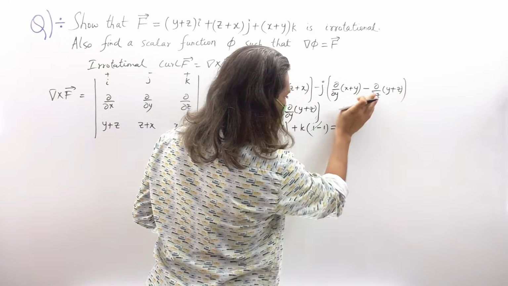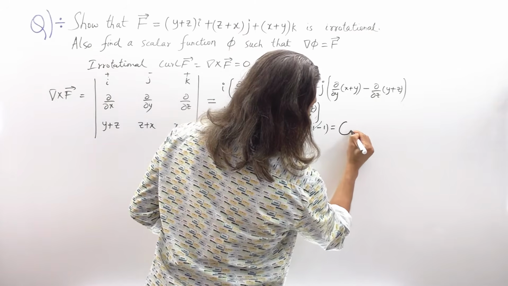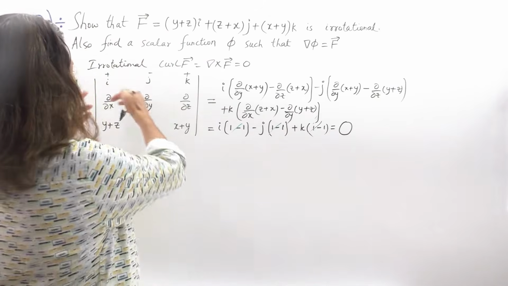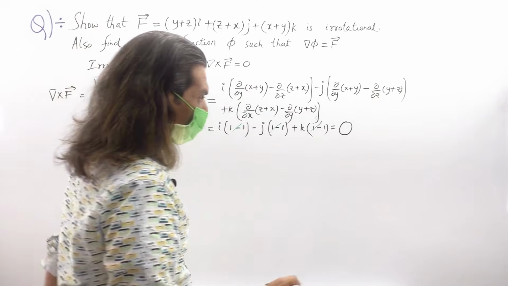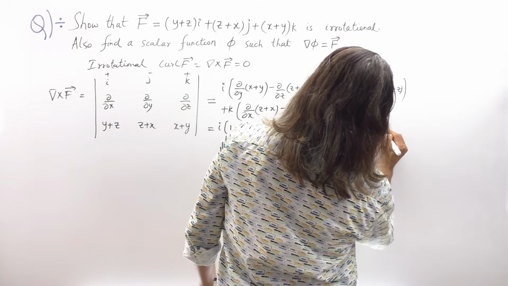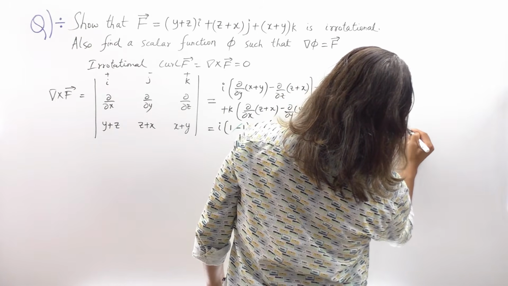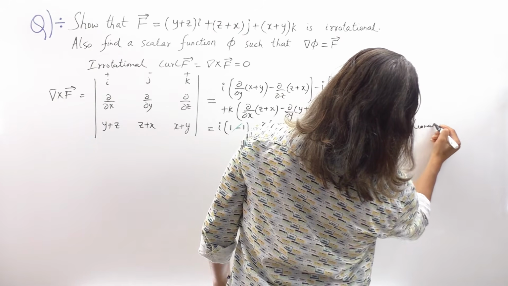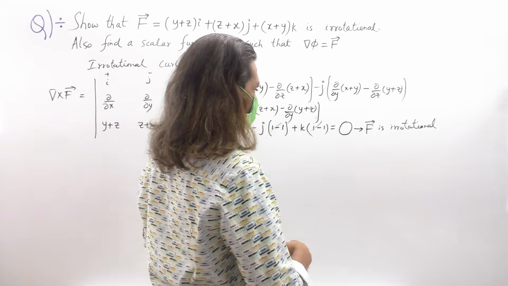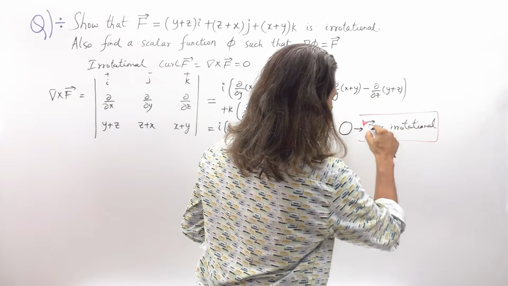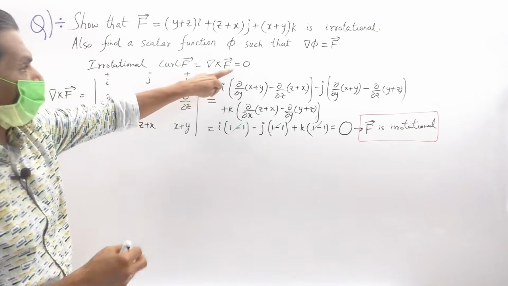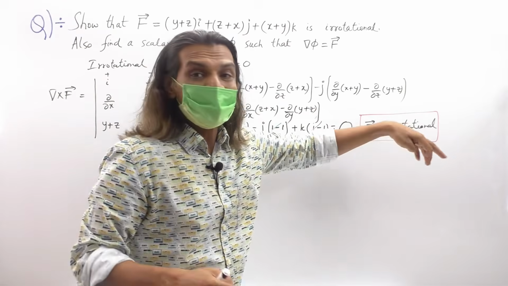The answer is coming as 0. That's it. So it's already proved, since del cross f, the curl of f, is 0, therefore you can write it as F vector is irrotational. That's it. So this is the answer. We have already proved that del cross f is equal to 0.